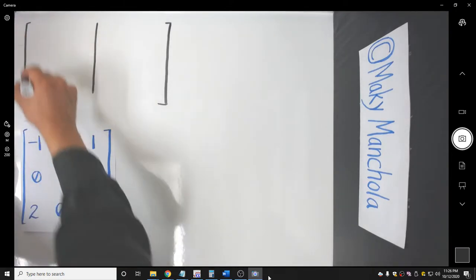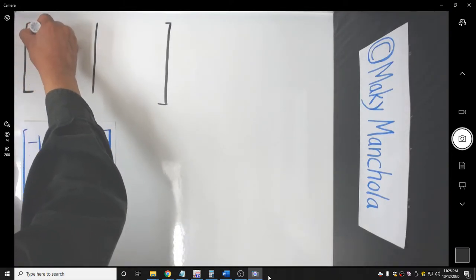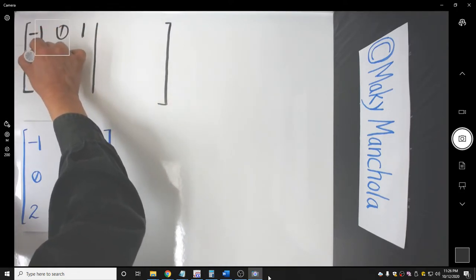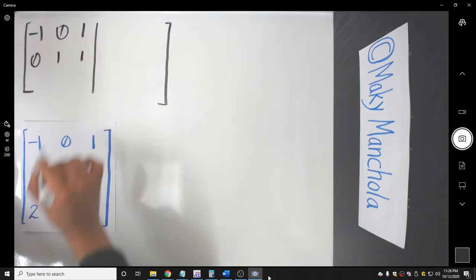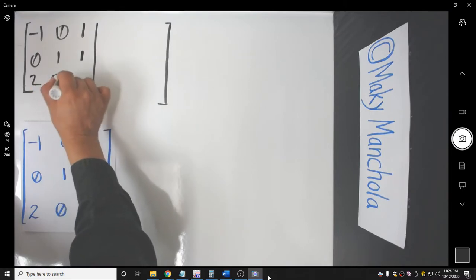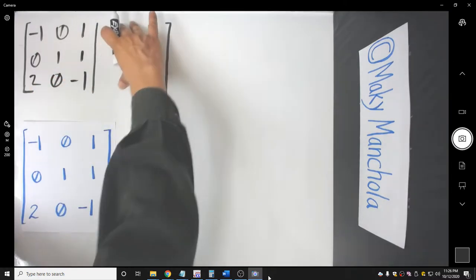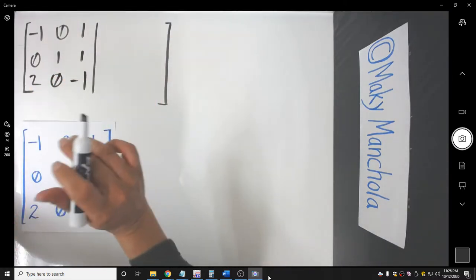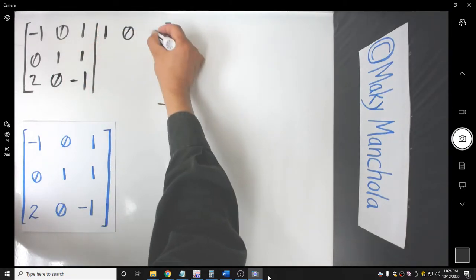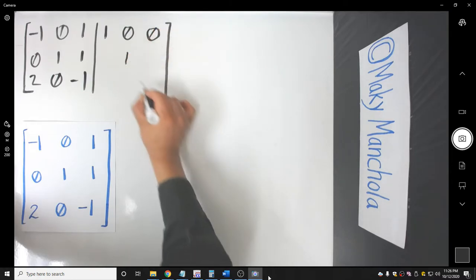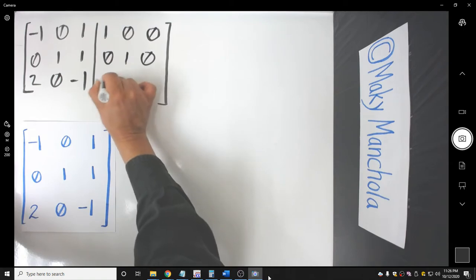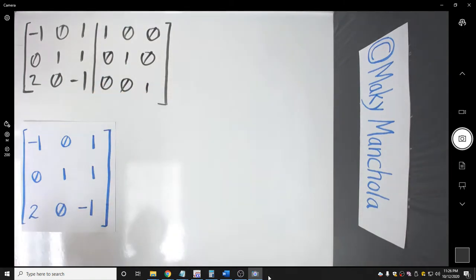So let me copy A. Here I will have A: negative 1, 0, 1, 0, 1, 1, 2, 0, negative 1. Here I will have the 3 by 3 identity matrix: 1, 0, 0, 0, 1, 0, 0, 0, 1.